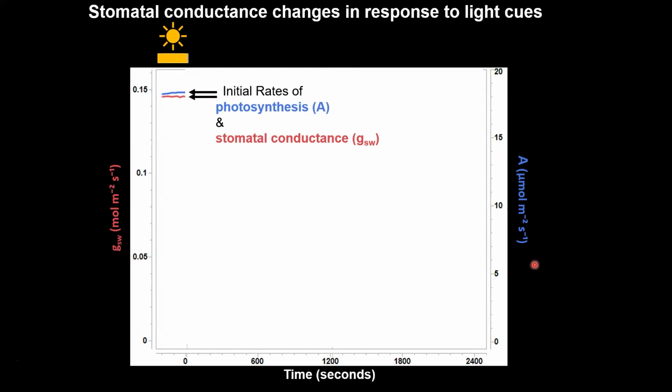And the way that we measure this is with a gas exchange meter like the Cirrus 3 or the Cirrus 4. We actually have the Cirrus 3 from PP Systems. So this is real data that we gathered with one of these gas exchange instruments. Before time zero, when we have our plants in the light, we have some steady state initial rate of both photosynthesis, A, and stomatal conductance, G.